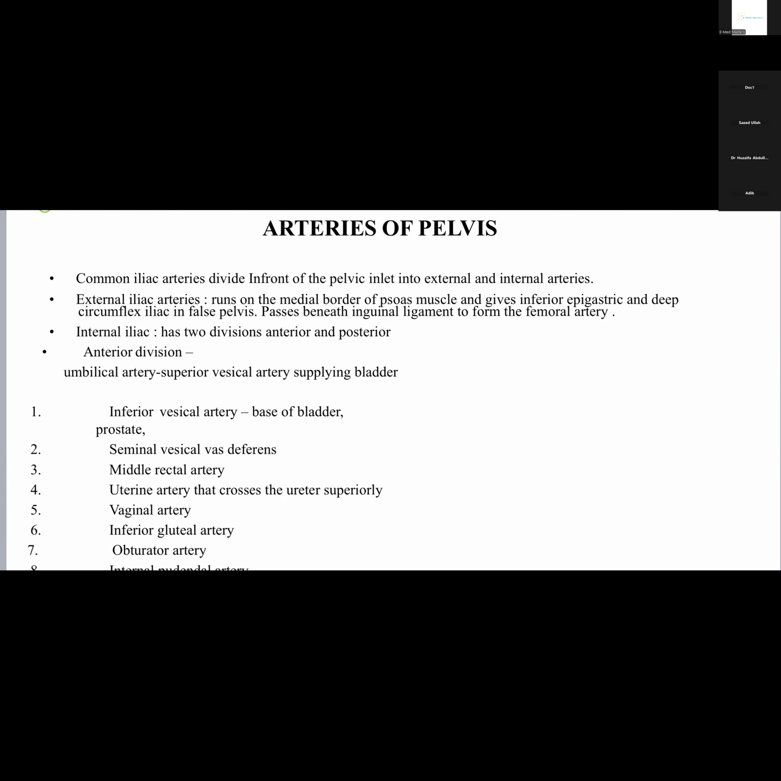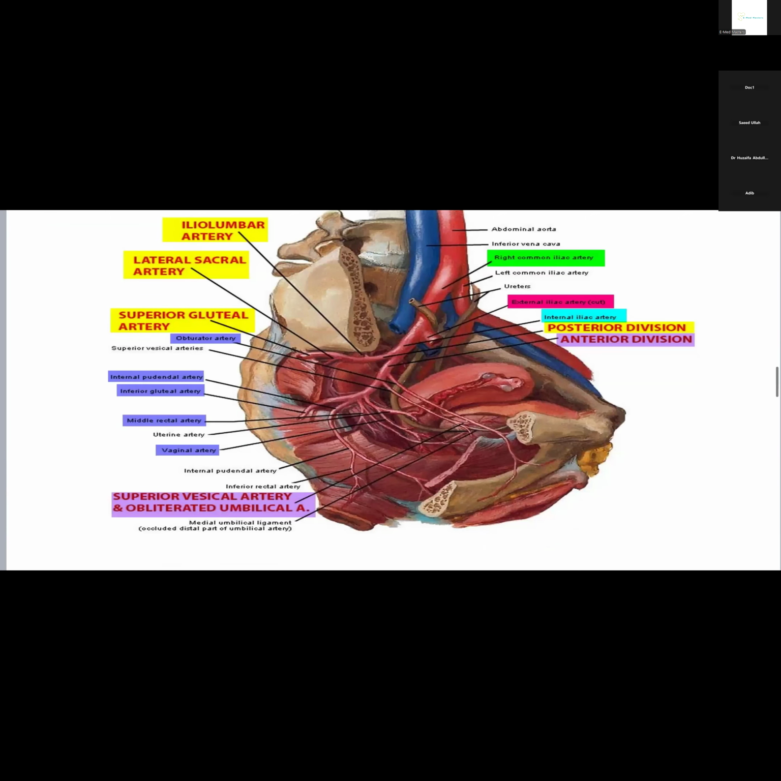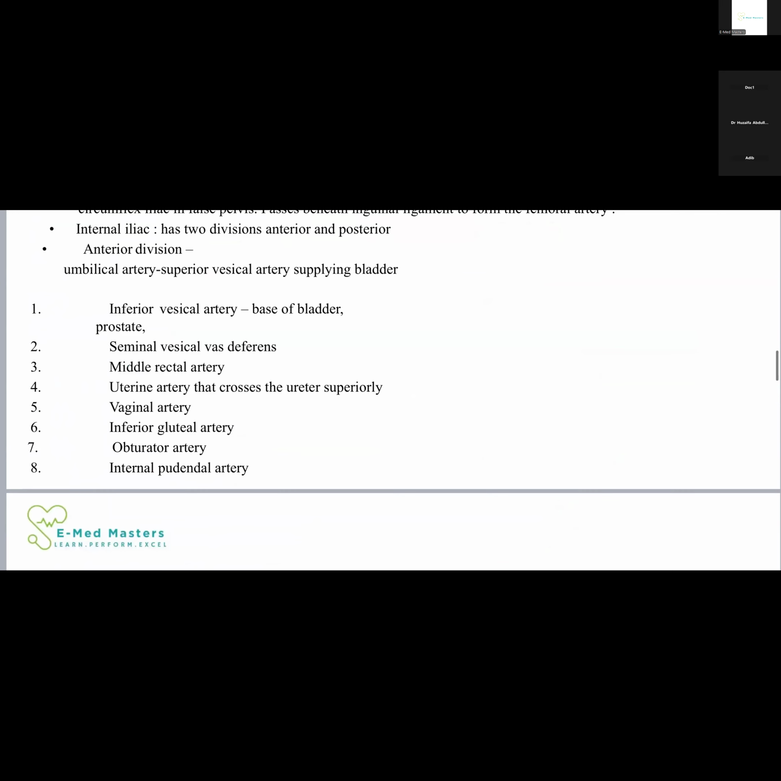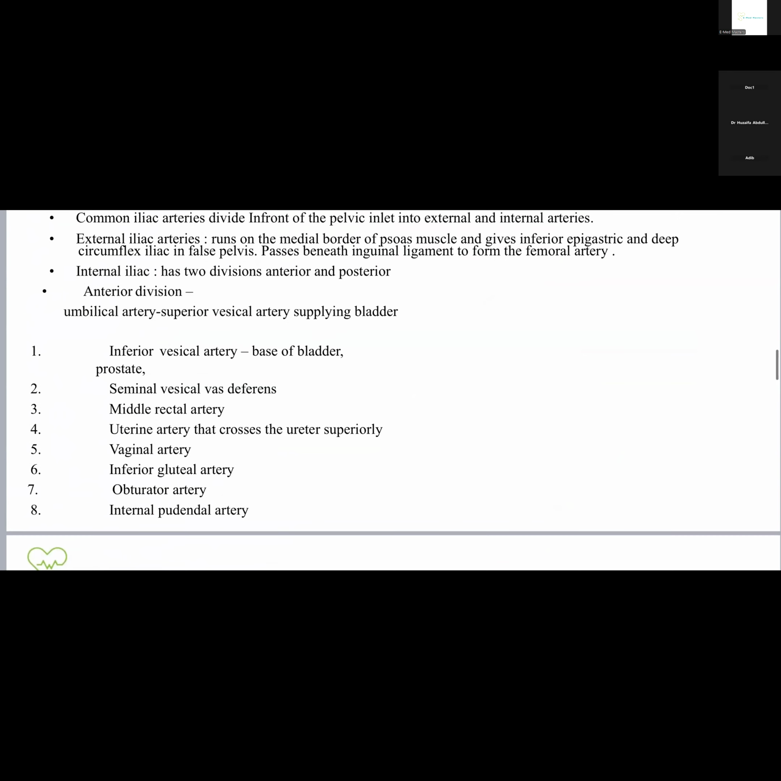Let me show you in a picture. You can see here that the external iliac is going outside through the pelvic brim, and the internal iliac is passing into the lesser pelvis, and it is divided into two branches, anterior and posterior. The anterior branch has 9 further branches, and the posterior has 3 branches. So it has two divisions, anterior and posterior.